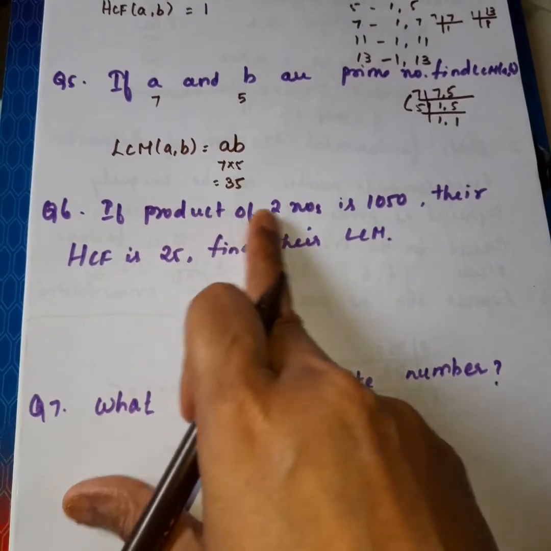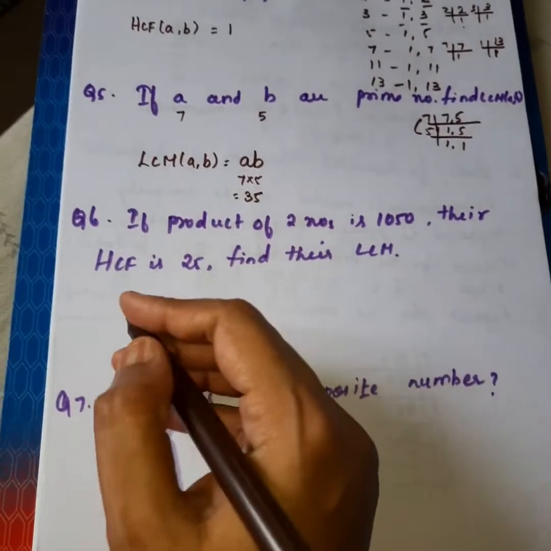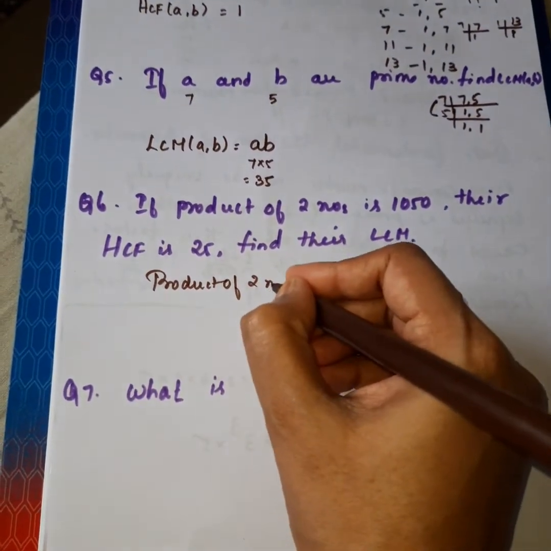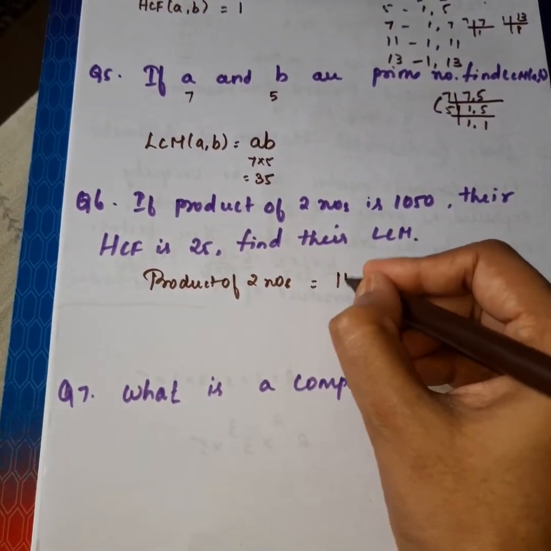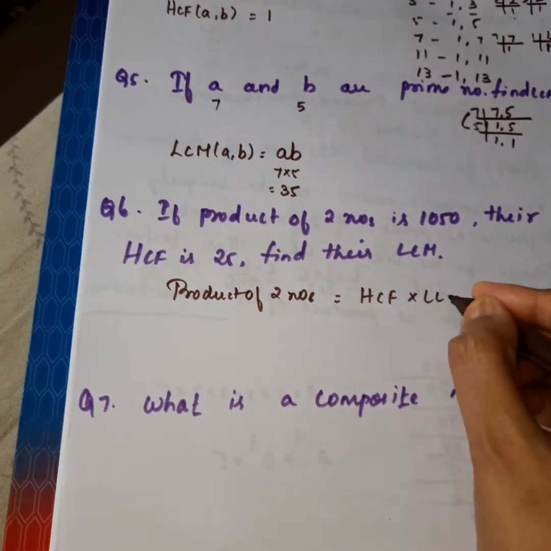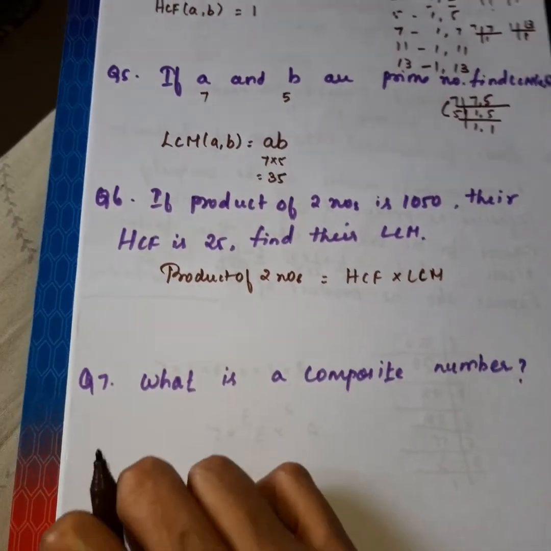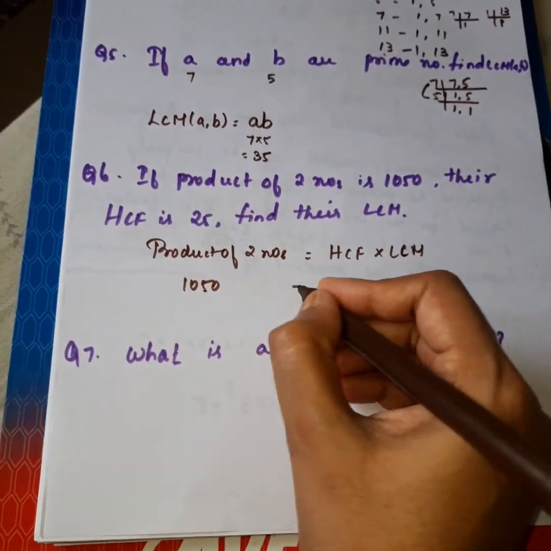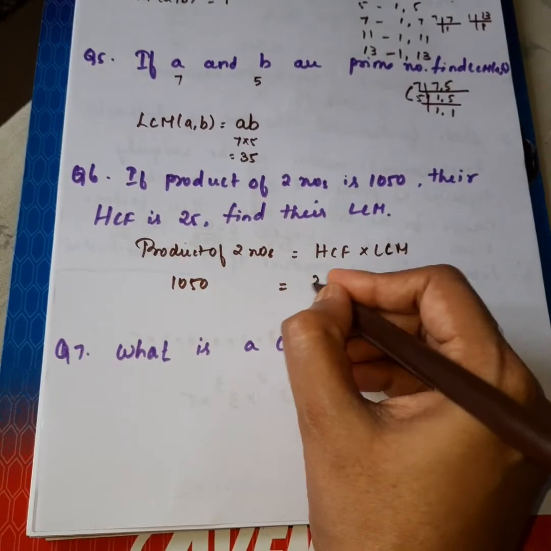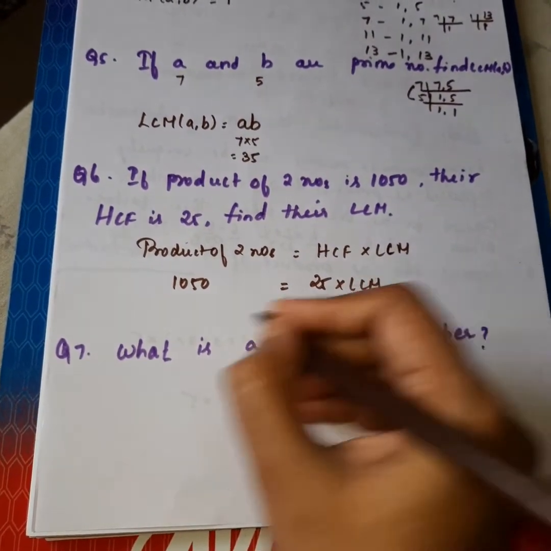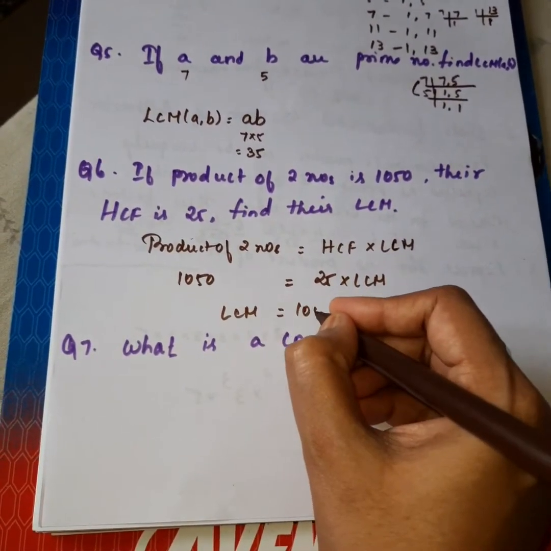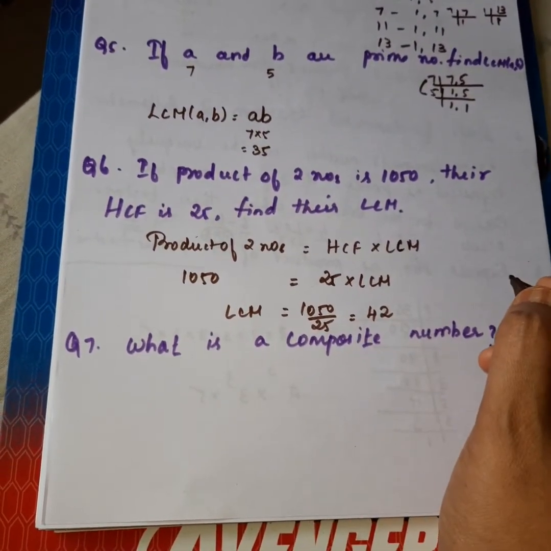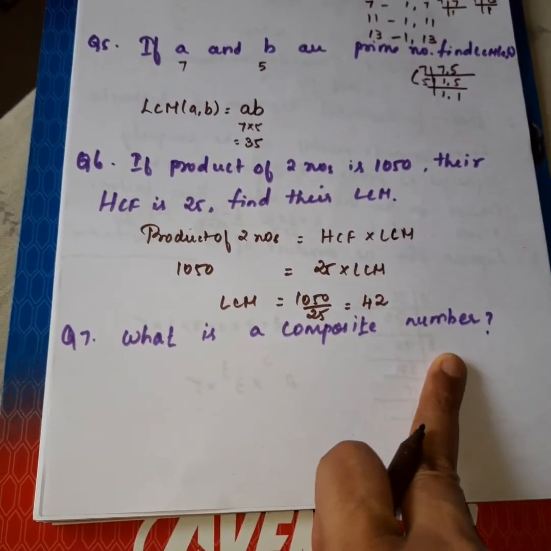So concepts can be solved with simple examples for better understanding. If the product of two numbers is 1050, find the LCM. So we know already the product of two numbers is equal to HCF into LCM. The product is already given in the question, 1050. HCF is also given, 25. So we can find the LCM, which is equal to 1050 divided by 25, which is 42. So LCM is 42.